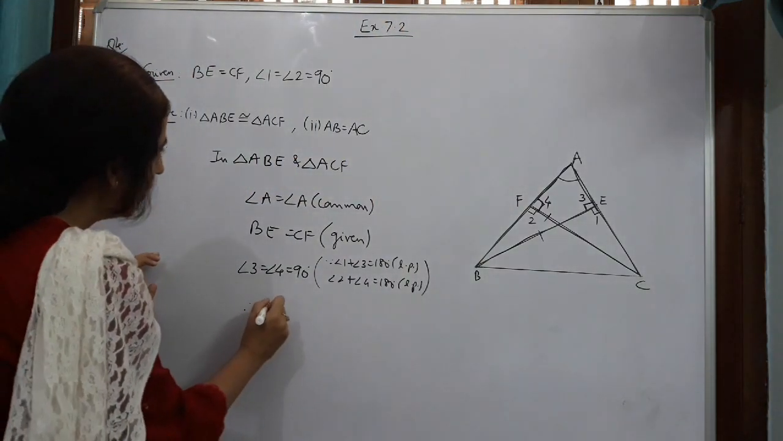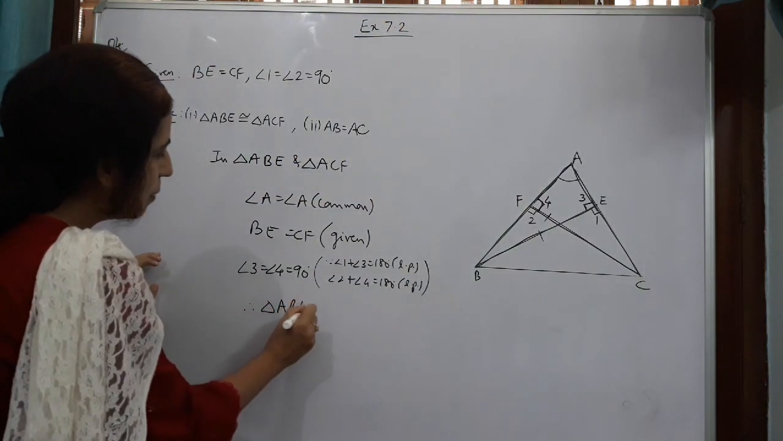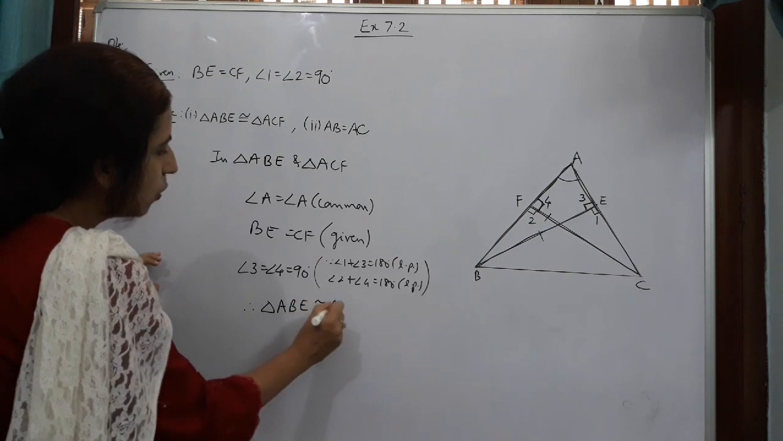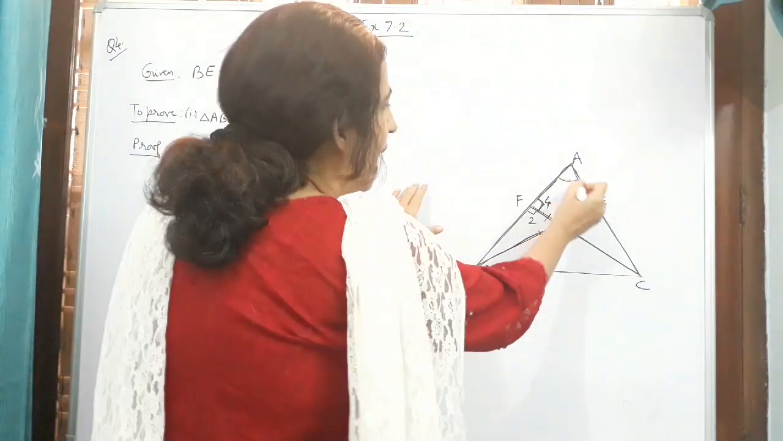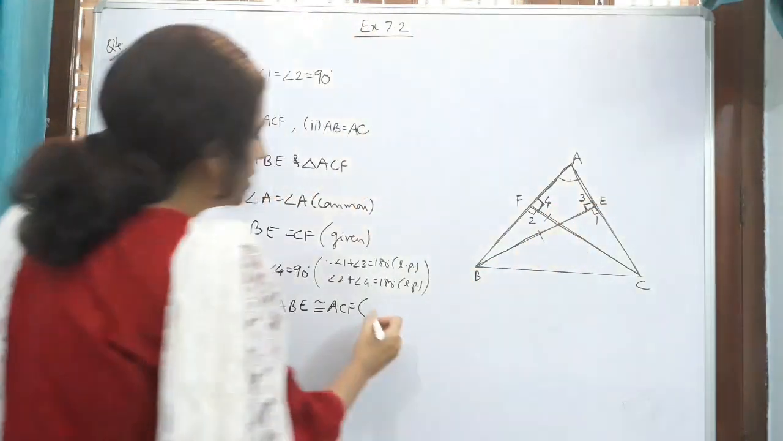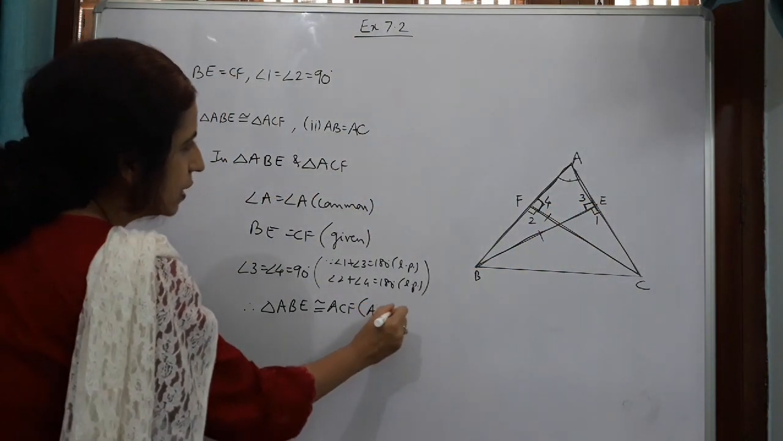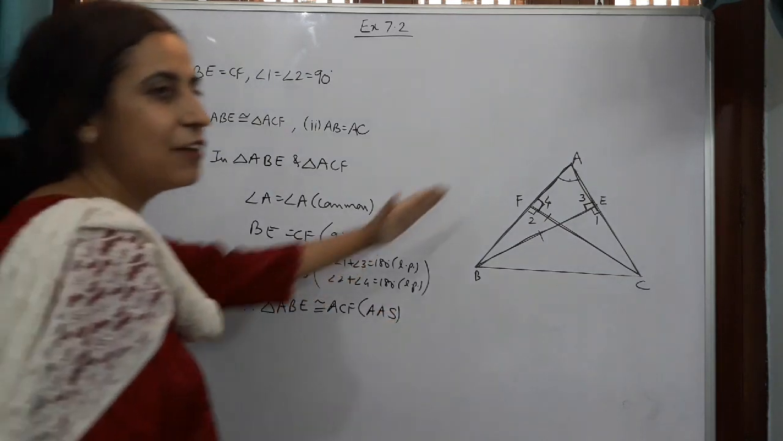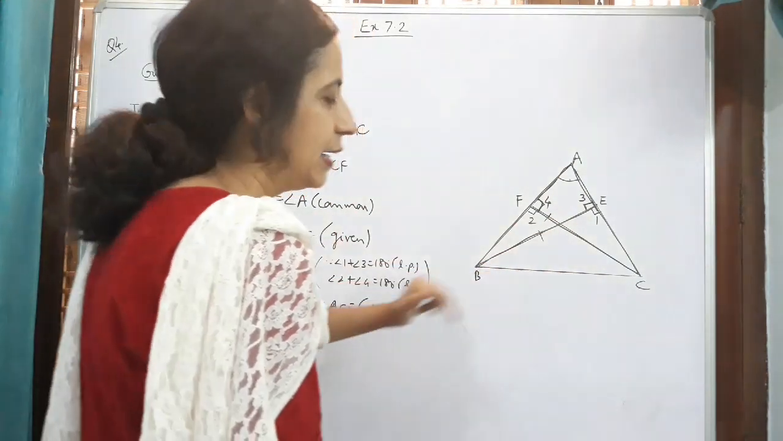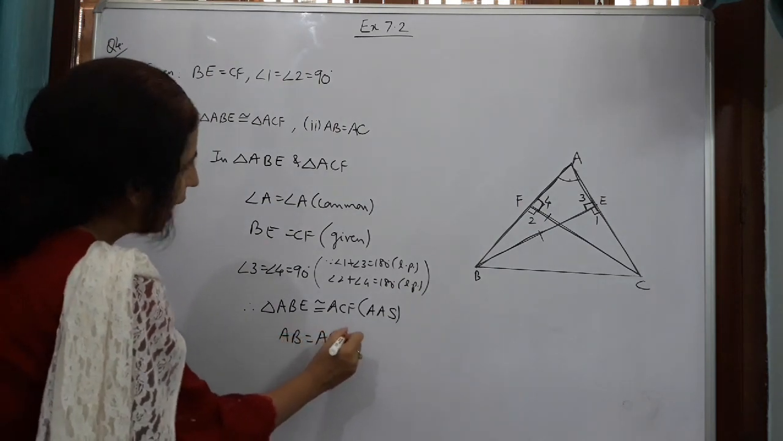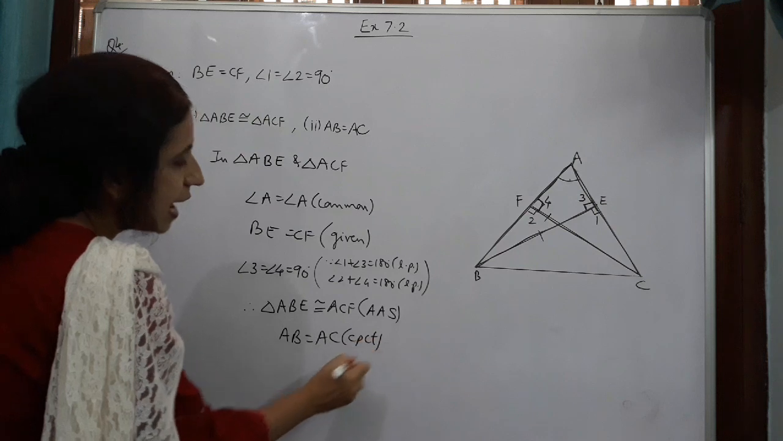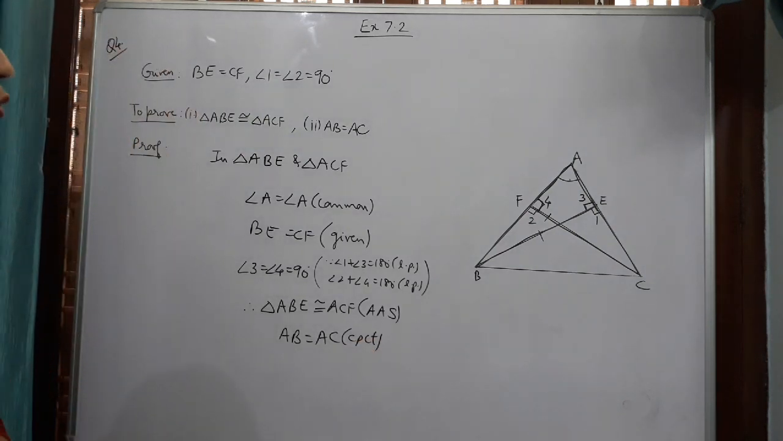So we can say that these two triangles ABE is congruent to triangle ACF by AAS criteria of congruence. And if the triangles are congruent, then definitely by CPCT we obtain AB is equal to AC, and this is what we had to prove.